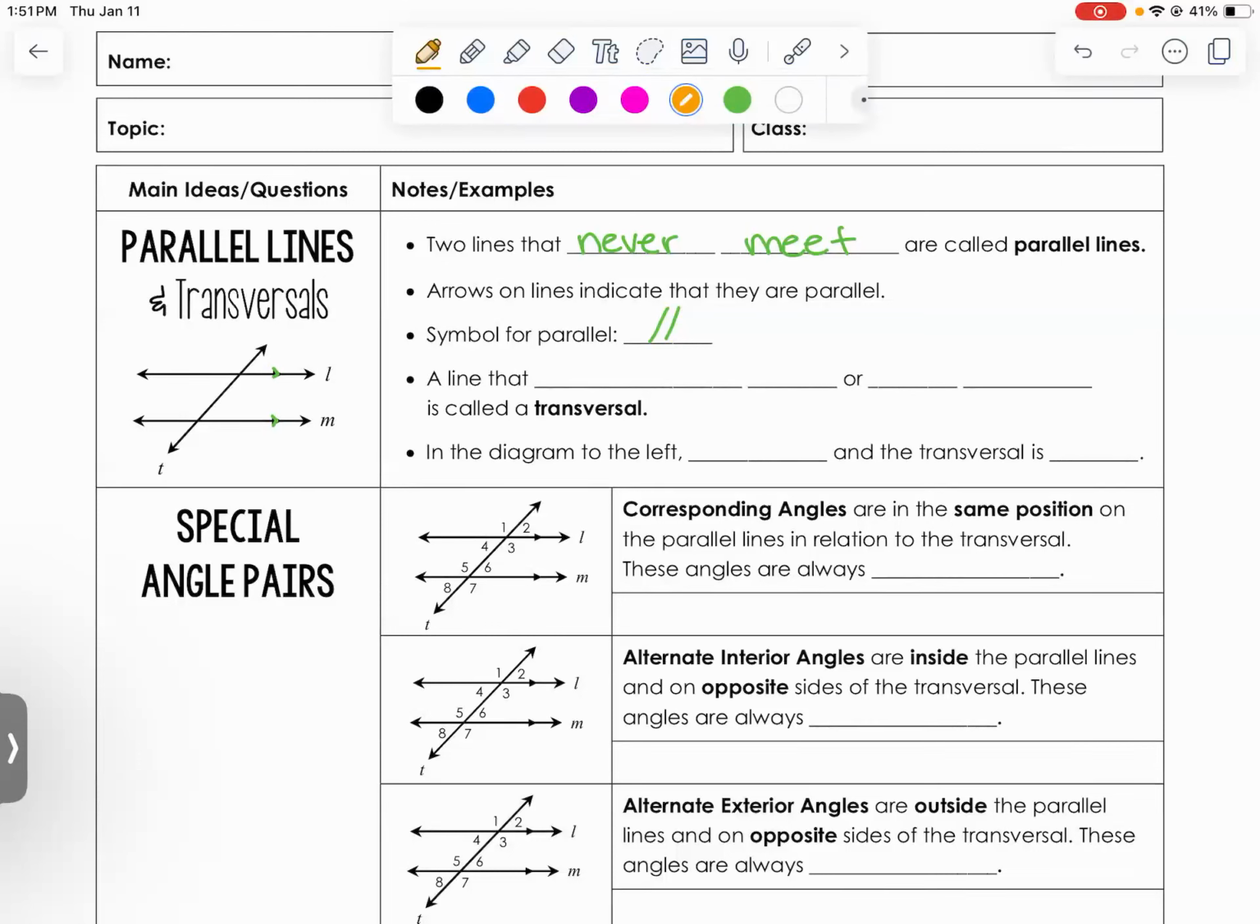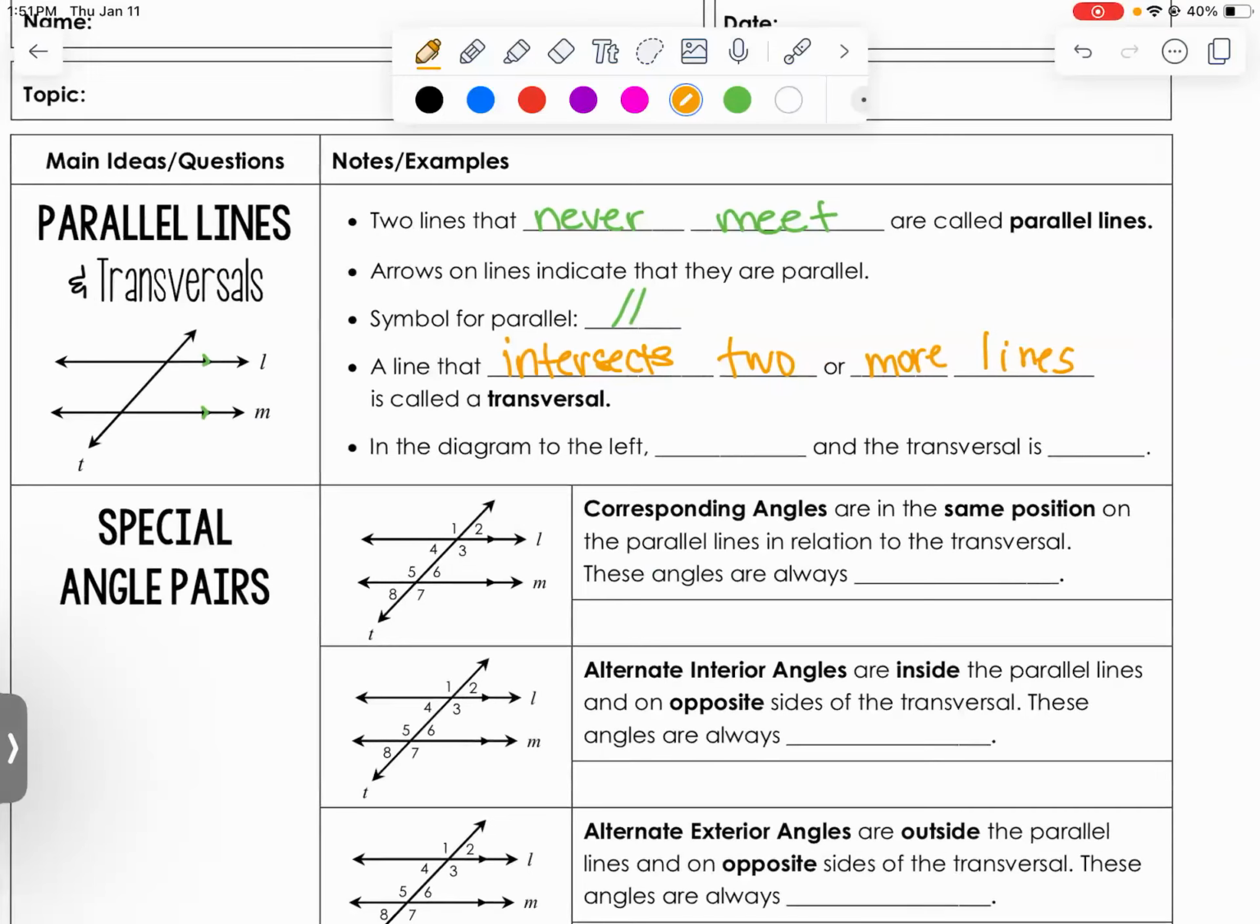If we have a line that intersects two or more lines, then we're going to call that a transversal. Basically, for the next 2 or 3 school days, we are going to focus on relationships when we have two parallel lines and a transversal that cuts through.